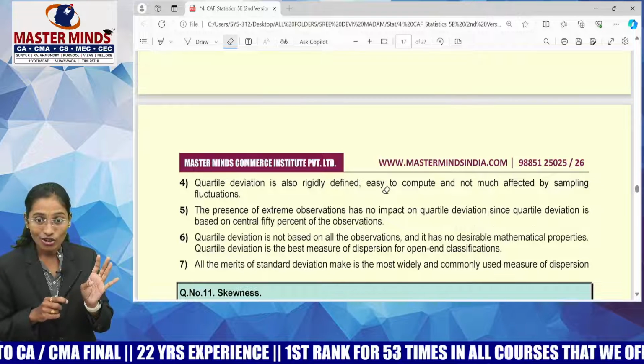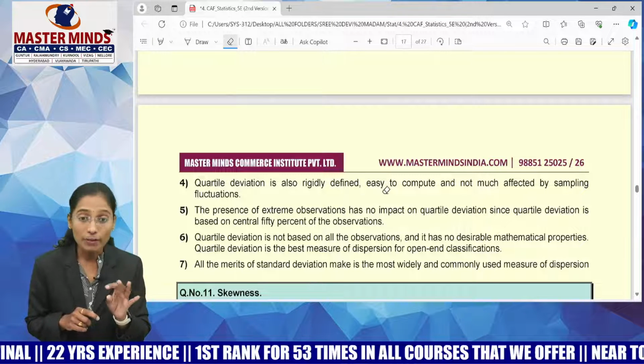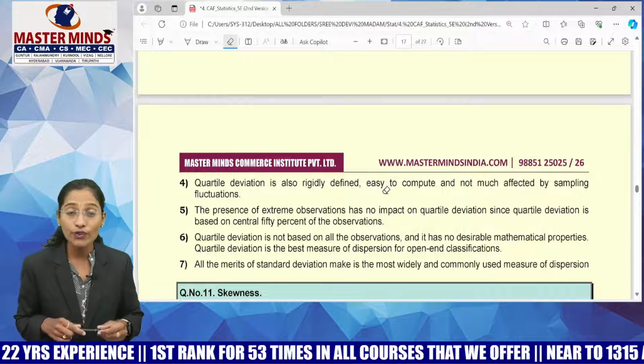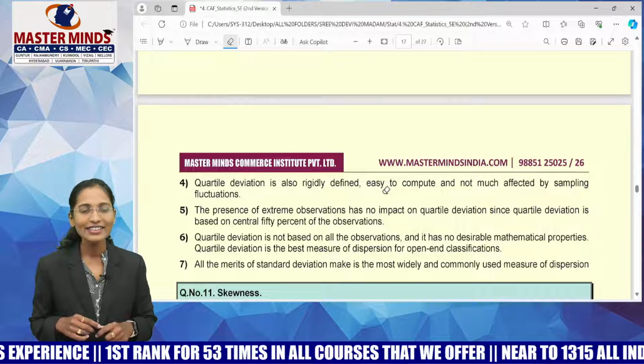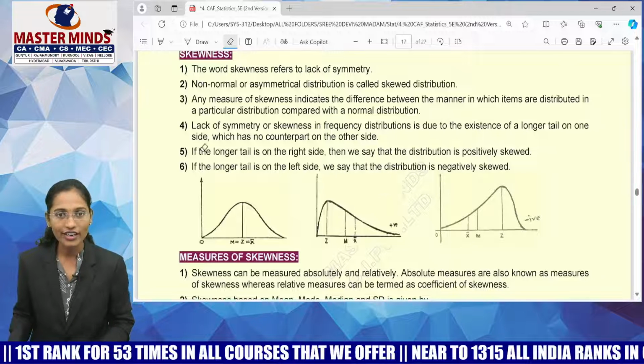Got it, guys? Who is not affected by extreme observations? Quartile deviation, because it is based upon only 50%. Who is the most useful measure or the best measure of dispersion? Standard deviation. So, guys, I've already explained this concept in central tendency only, guys.